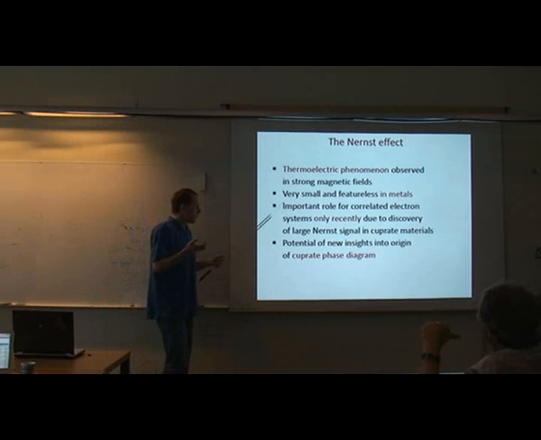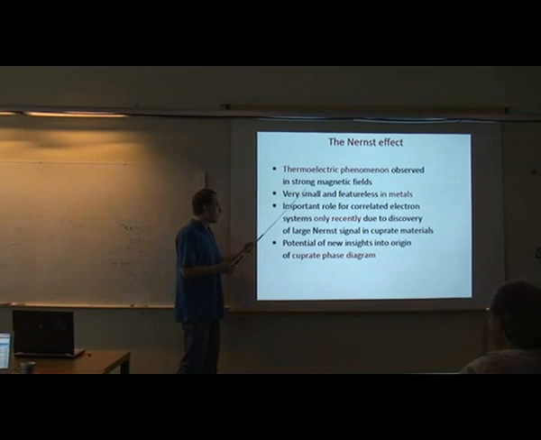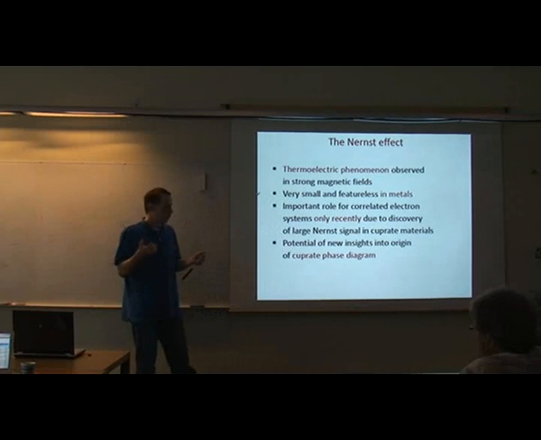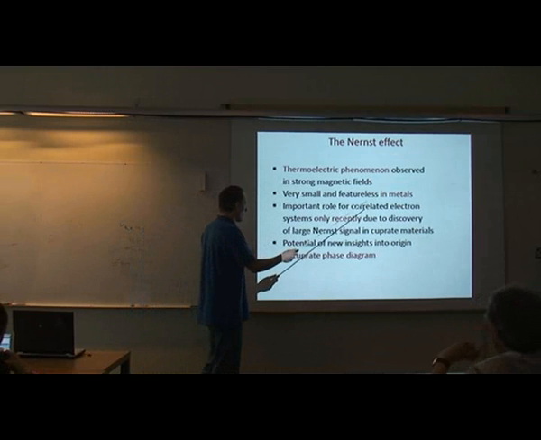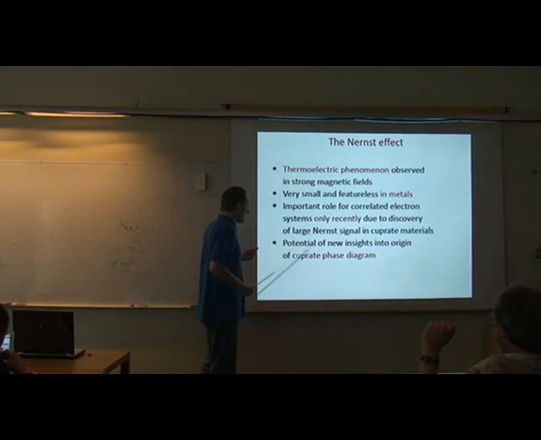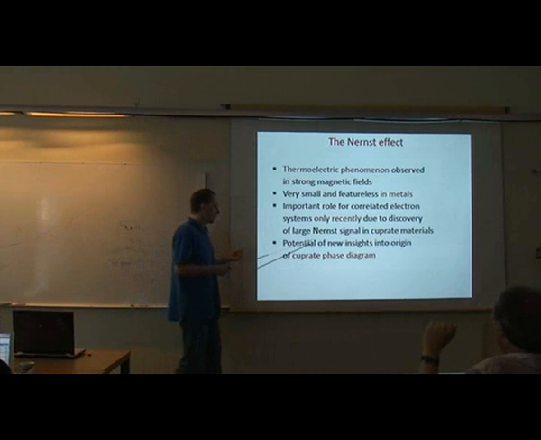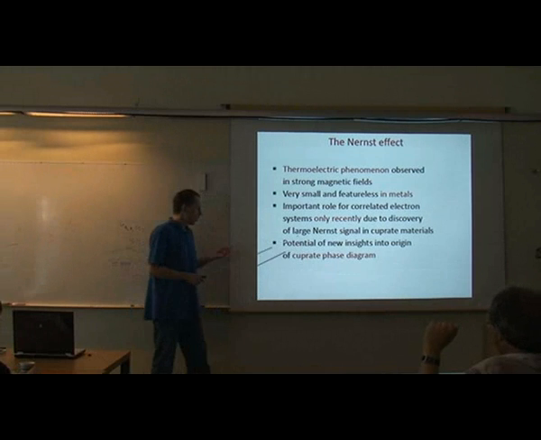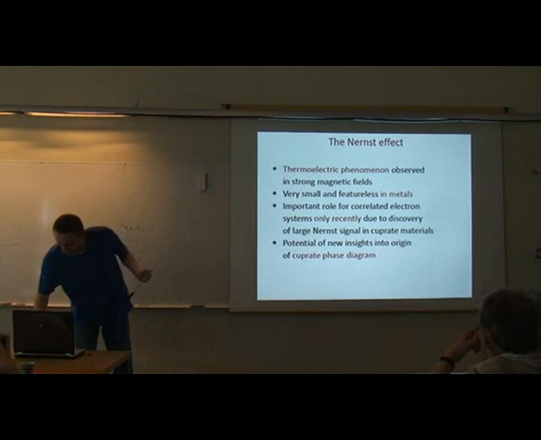And the main area where one discovered that the Nernst effect itself has a big advantage in some sense was correlated electron systems, especially the cuprates, where one now has the opinion that the Nernst effect can give new insights into how this phase diagram originates.